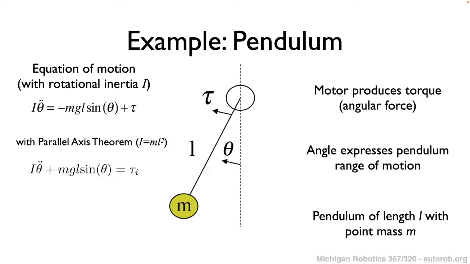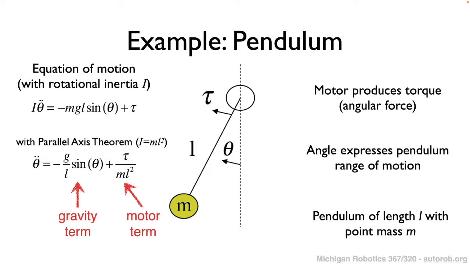So now if we go back to our pendulum case, we've got this equation of motion which we've derived, and if we then apply the parallel axis theorem, we can simplify our resulting expression, and we can ultimately arrive at this term, which is pointed to on the left hand side of the slide. So we have the angular acceleration being equal to a gravity term and a motor term, and based on these two terms, we can then define how this system is going to change over time.